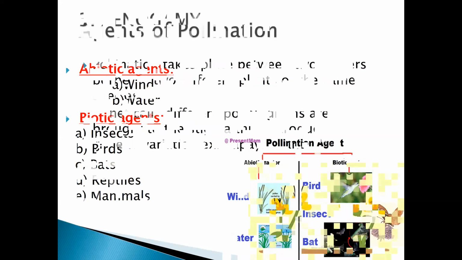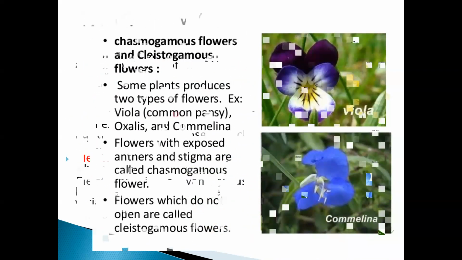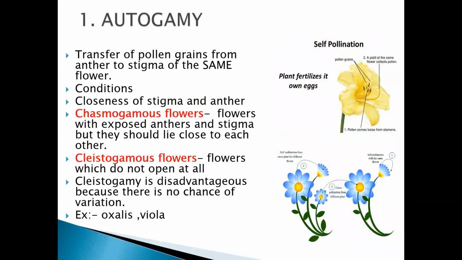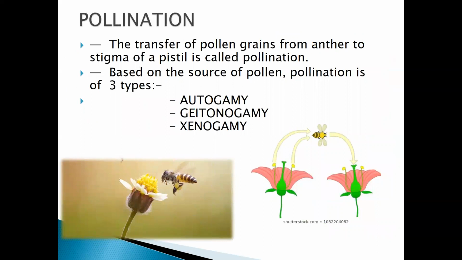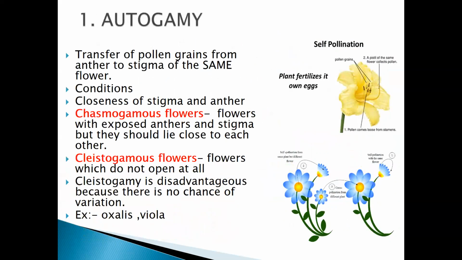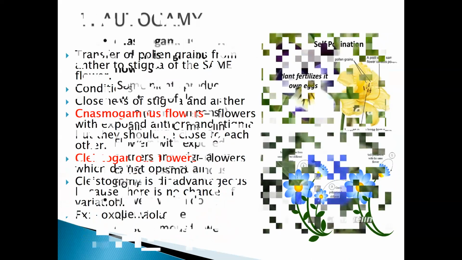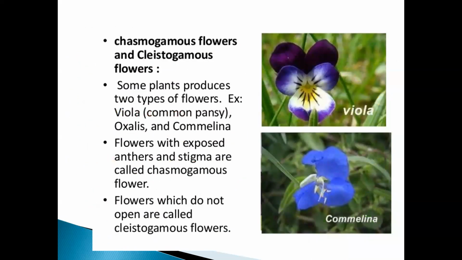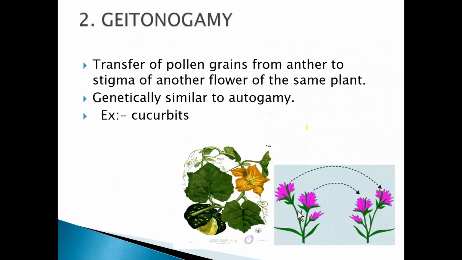So as we have studied pollination, we studied the definition of pollination, which is very important. Pollination definition, types of pollination: autogamy, geitonogamy, xenogamy. In autogamy, the conditions and the two different flowers, and the difference between chasmogamous and cleistogamous flowers are important. What is geitonogamy? The definition is important because the differentiation between autogamy and geitonogamy can be asked. Differentiation between geitonogamy and xenogamy can be asked. So the differentiation can be asked for 2 marks or 3 marks possibly in your examination paper.